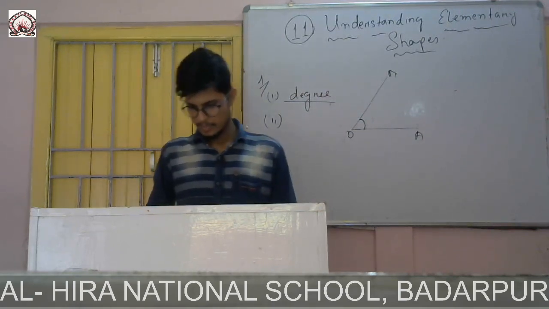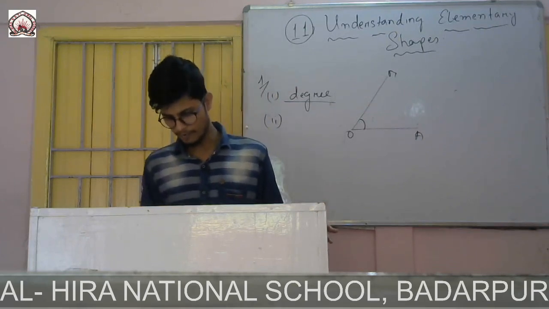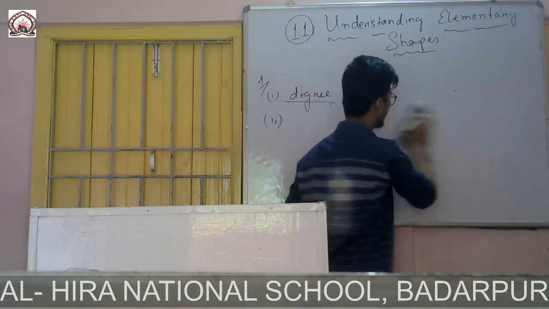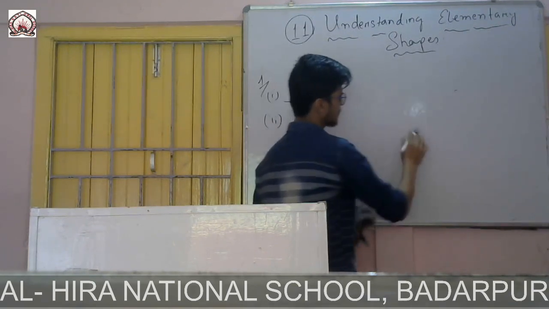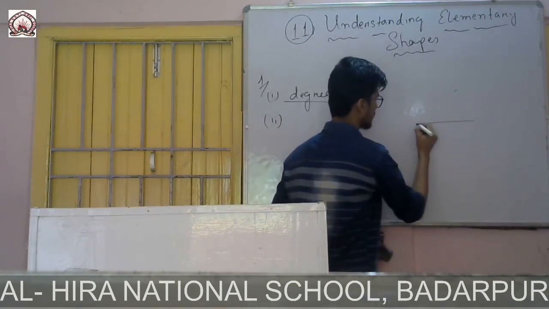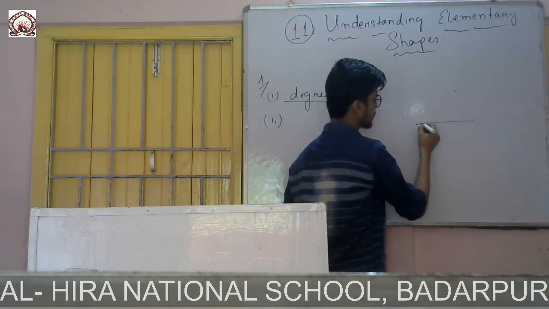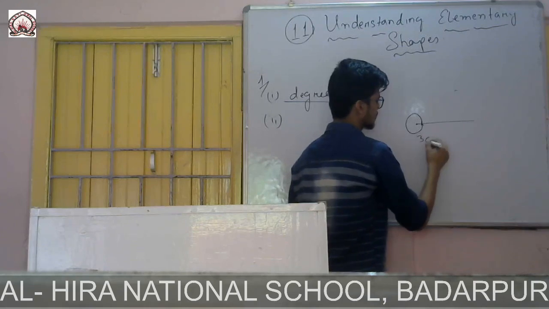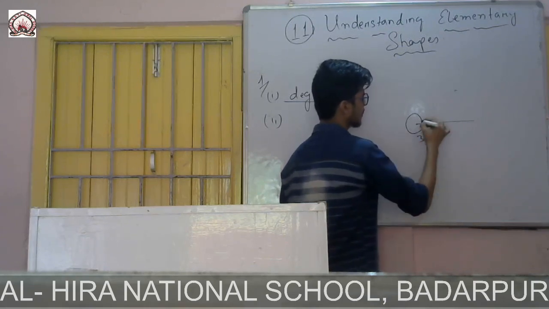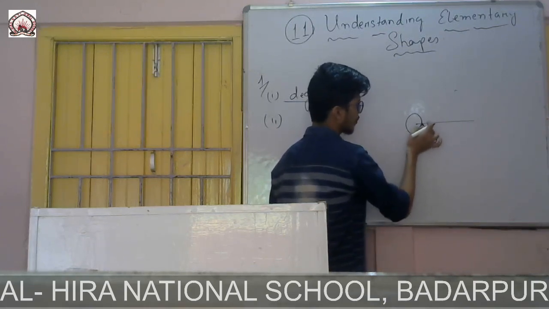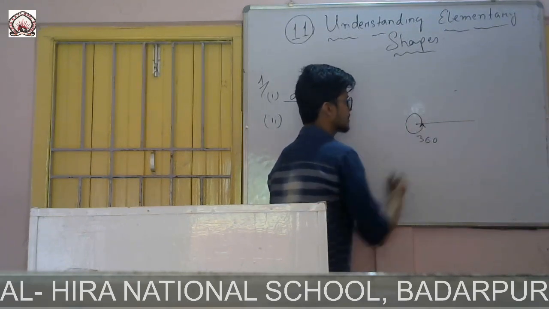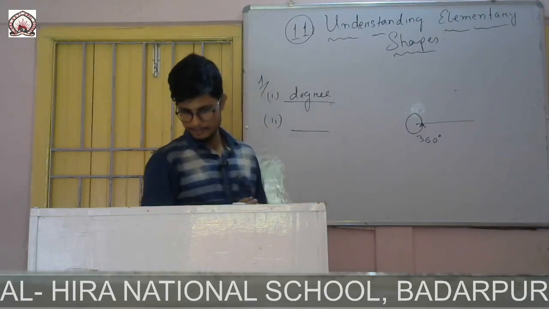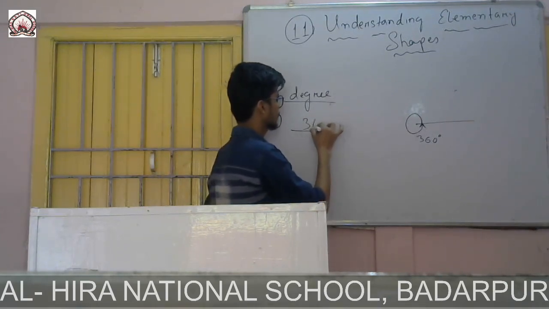Roman number 2, one complete rotation of a line about a point equals to dash degrees. One complete rotation. If I simply draw a straight line, this is the initial point, then if I start from here and come back again up to this point, then it is equal to 360 degrees. If I start from here and come to this point, a full one rotation, it is 360 degrees. So the answer will be 360 degrees.